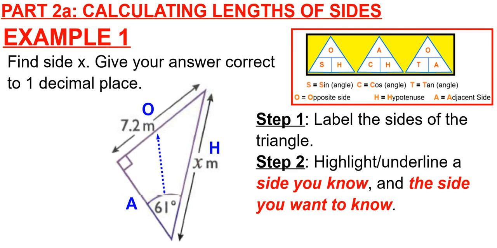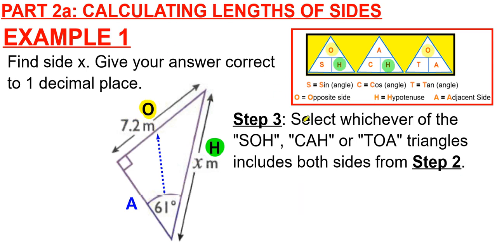Step two, we need to now highlight, or underline, if you've not got a highlighter, the side you know and the side you want to know. So first I'm going to highlight the side I do know. So I don't know that one. I want to find it out. I do know the opposite, which is 7.2. The side I want to know, because it says to find side x, it's this one here. So I want to know the hypotenuse. So I've highlighted the side I know, the O, and the side I want to know, which is H.